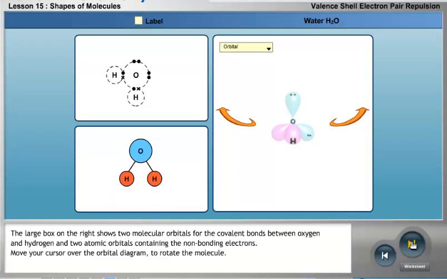The large box on the right shows 2 molecular orbitals for the covalent bonds between oxygen and hydrogen, and 2 atomic orbitals containing the non-bonding electrons. Move your cursor over the orbital diagram to rotate the molecule.